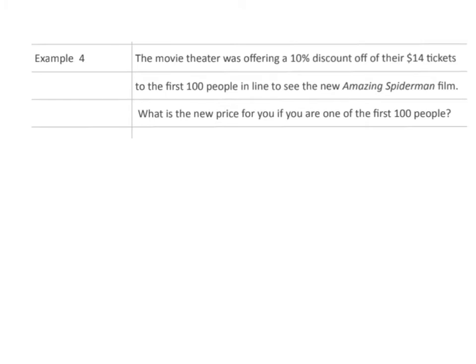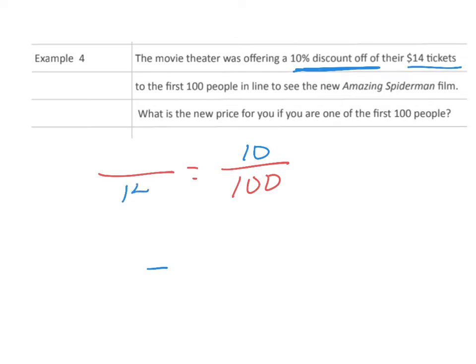Here's example 4. Again, starting out with our percent proportion. The movie theater was offering a 10% discount off their seats, 10% off. So I know it's going to be something minus. They're $14 tickets. $14 is the original price for the first 100 people standing in line to see the new Amazing Spider-Man film. So let's figure this out.